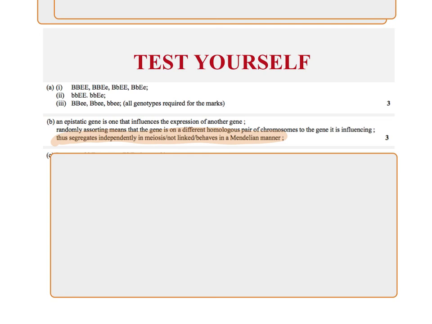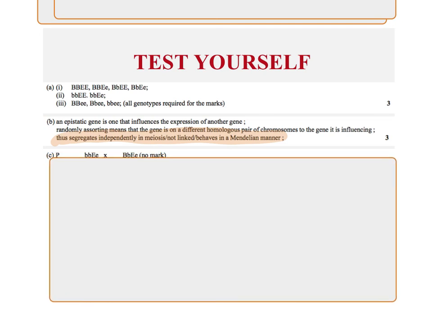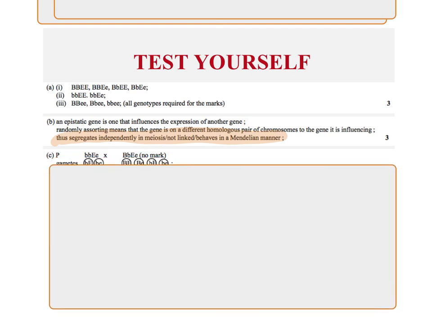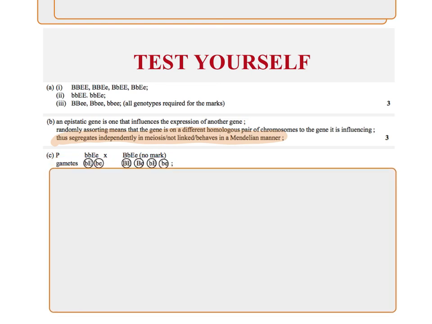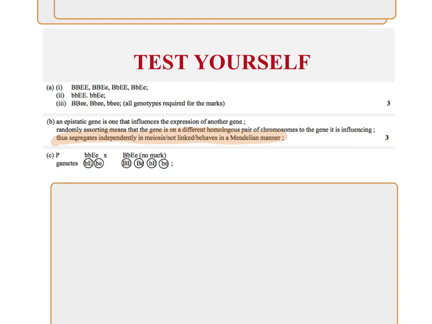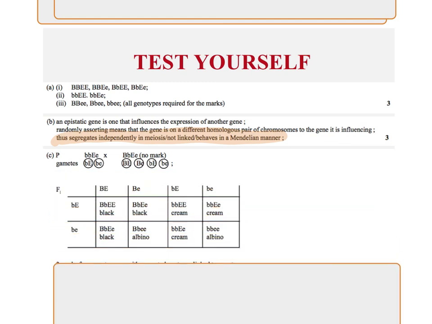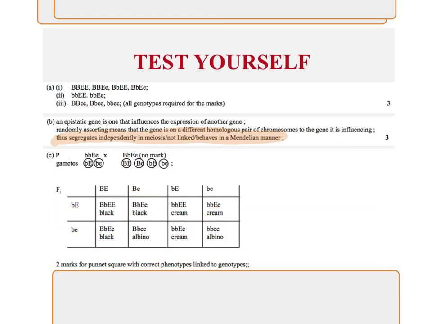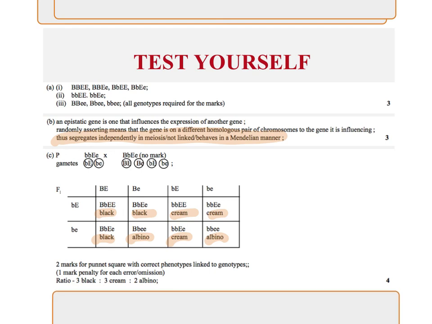And the final question was a Punnett square. So we had 2 parents. It told you the genotypes, and you had to separate out the gametes. That's the first mark. The next mark is then for the cross, or the 2 marks are for the cross. And you notice here that they've written in the phenotypes of each of the offspring in the boxes. Okay, and the final mark is for the ratio: 3 black, 2 cream, and 2 albino.